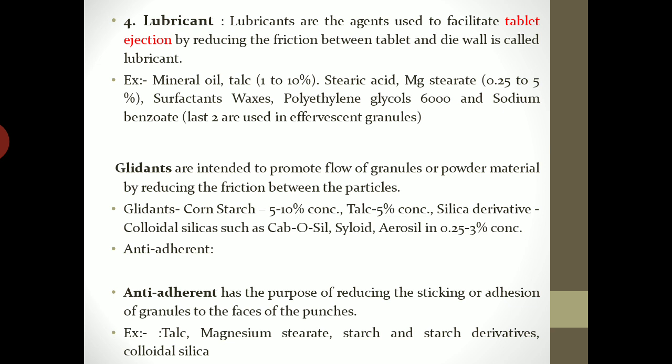Though the names lubricant, glidant and anti-adherents are different and the role is different, the excipients used are generally the same. Generally talc, stearic acid, magnesium stearate, some waxes or silica derivatives such as Carbosil or Aerosil, or sometimes starch are used as lubricant or glidant or anti-adherent. All these are hydrophobic materials, whereas polyethylene glycol 6000 and sodium benzoate are hydrophilic in nature and they are used as lubricant or glidant in effervescent tablets.